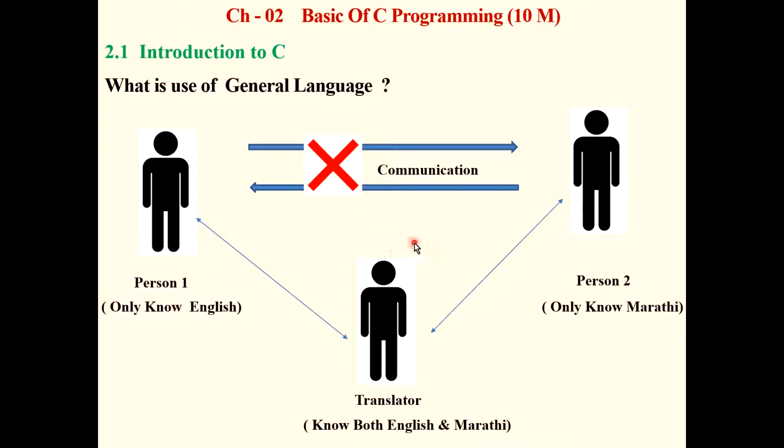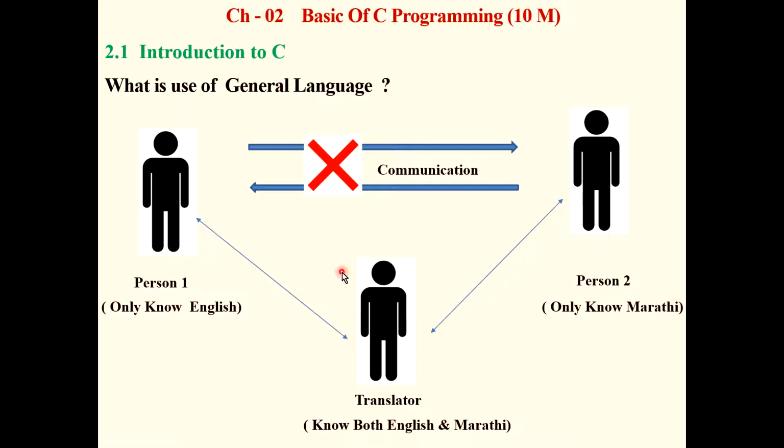Communication is possible when a third person is there, whom we call a translator. The translator knows both languages, Marathi and English. So what will the third person translator do? He will convert English into Marathi and tell the second person, and convert Marathi into English and tell the first person. This way communication is possible. So it is very important. This is regarding general languages, so I am talking about general languages.